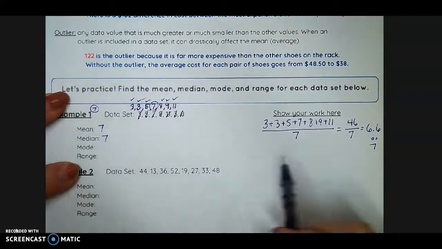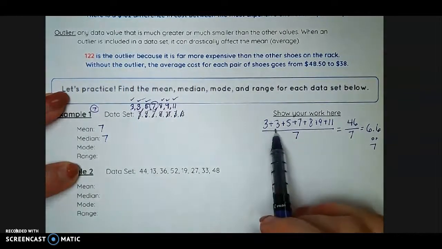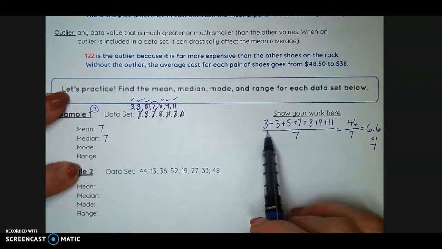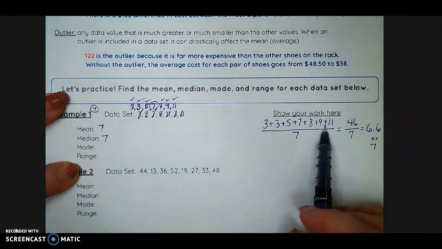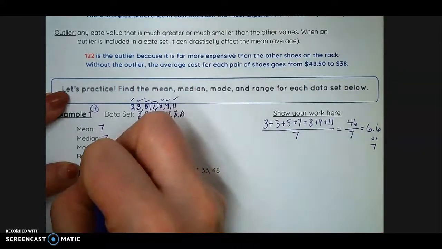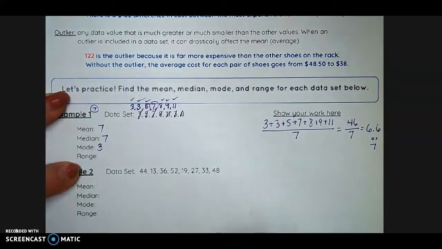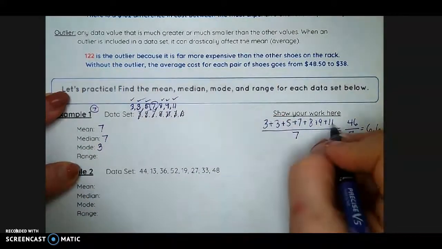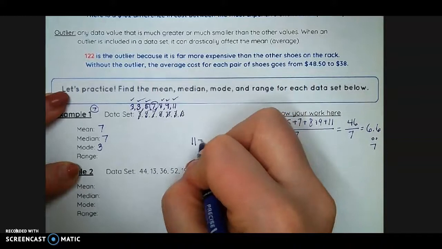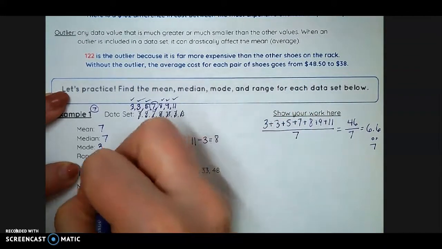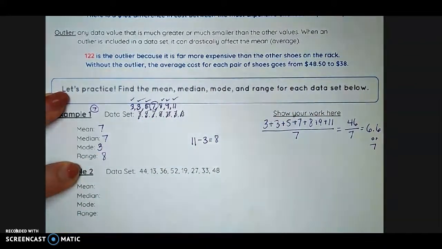My mode is the one that happens the most. Well, when I look at this data set, I do have the number 3 that occurs more than one time. Nothing else does, so my mode is 3. Now my range is the distance from the largest, which is 11, to the smallest. And so I find that my range is 8.